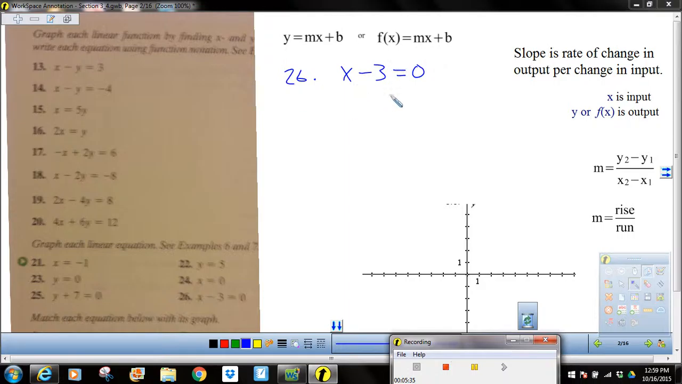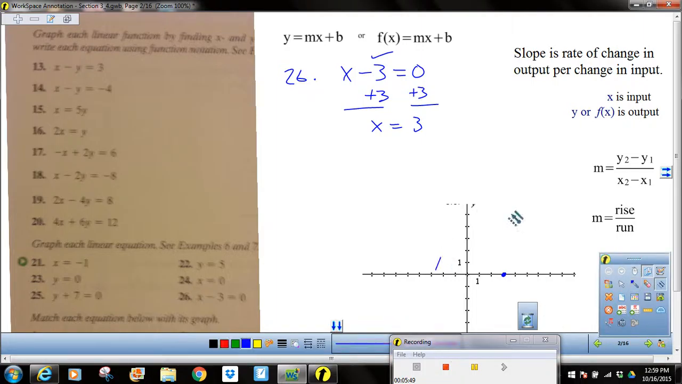26 is similar to the one we just did. You can't get this solved for y, so you can't get it in slope-intercept form, and the slope is undefined. So what I need to do is find out what x value to put my vertical line at. I'll solve for x. I'll go to 3 at that point, and since my slope is undefined, I'll draw a vertical line. Whoops, got a little itchy there, I guess. There. I'll get rid of that.